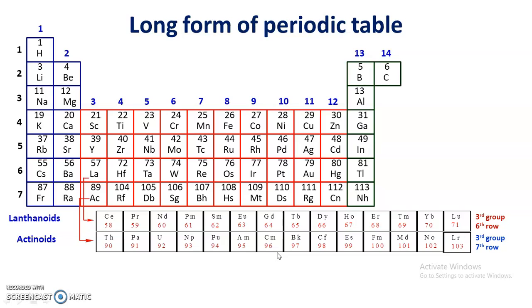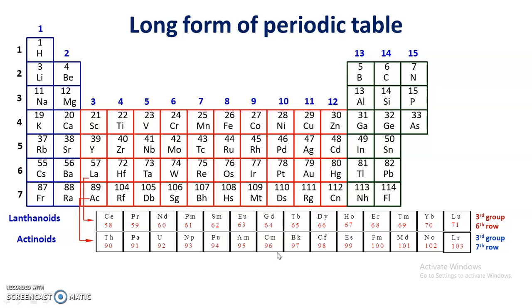These are the carbon family elements: carbon, silicon, germanium, then tin, lead and flerovium. Then in the 15th group there are nitrogen, phosphorus, arsenic, antimony, bismuth and moscovium.